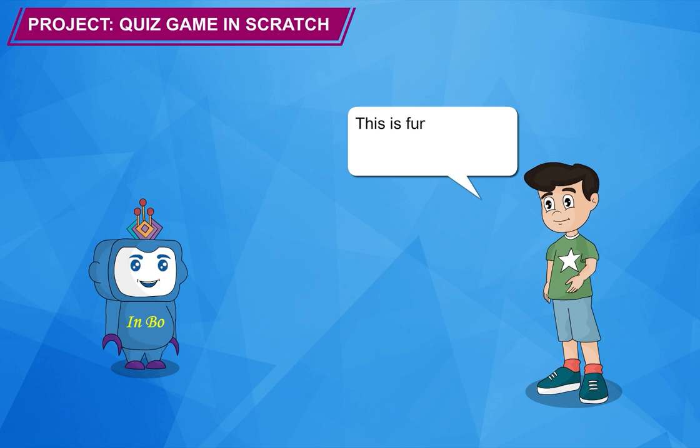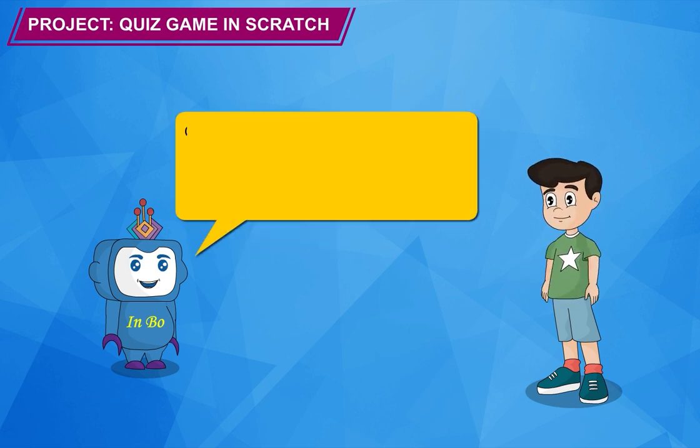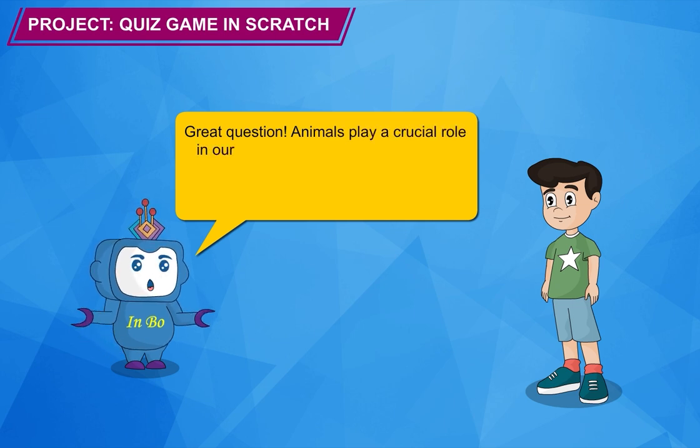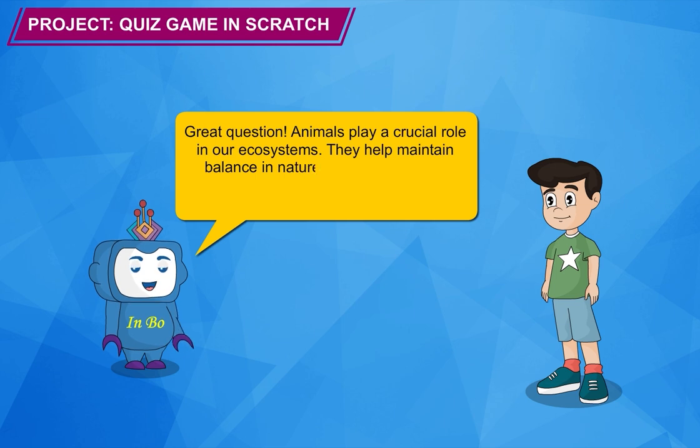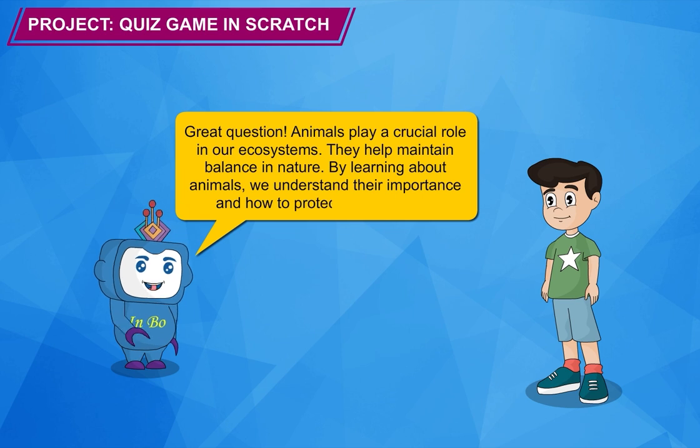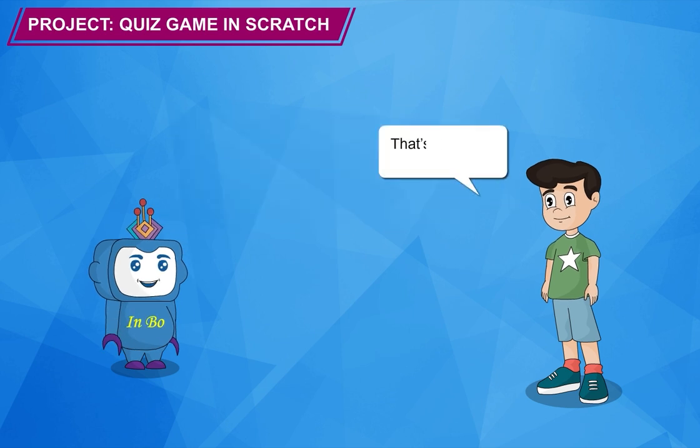This is fun, but why is it important to learn about animals? Great question. Animals play a crucial role in our ecosystems. They help maintain balance in nature. By learning about animals, we understand their importance and how to protect their habitats. That's awesome. Let us start.